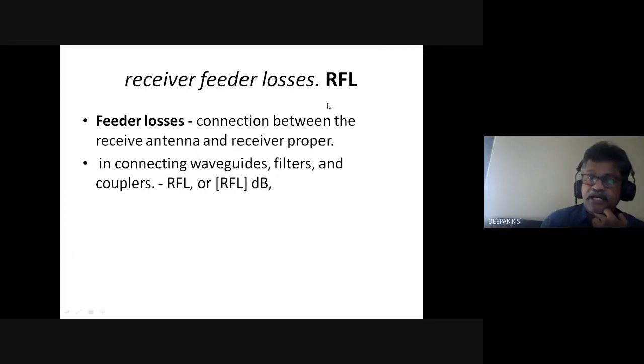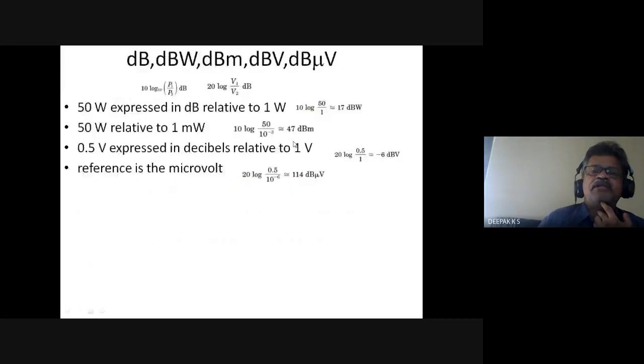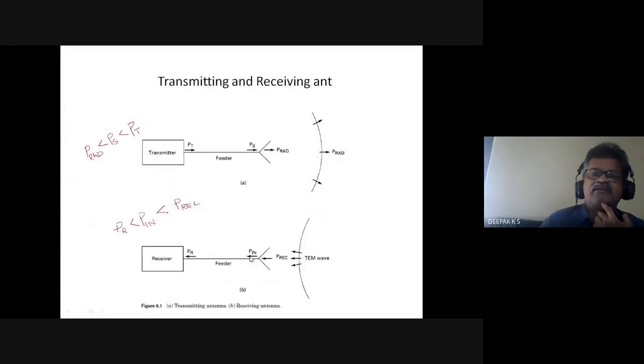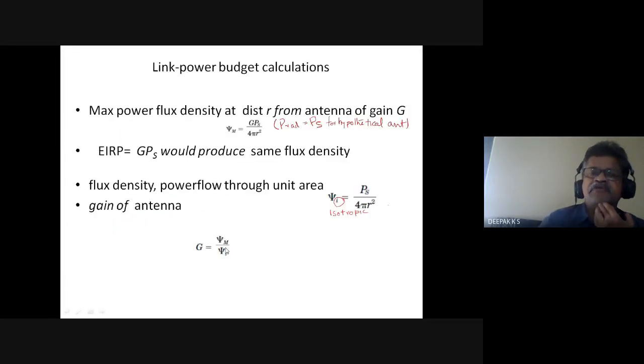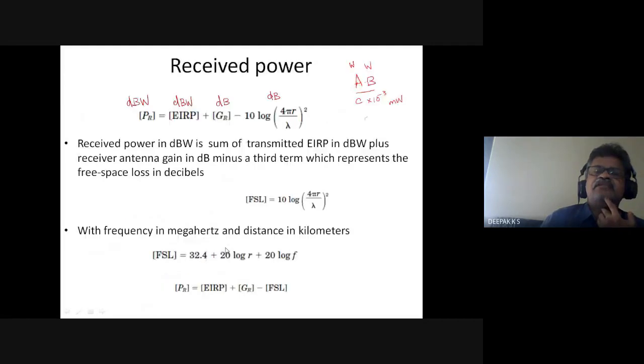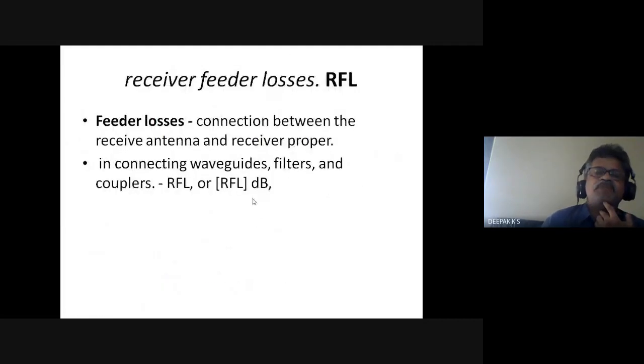This may not be that high. So receiver feeder losses, RFL. Feeder losses means the connection between the receive antenna and the receiver. So there would be some losses here in the feeder, in the waveguide. So you have to account for that in connecting waveguide, filters, couplers. So it is RFL in linear scale, or this square bracket is in dB.